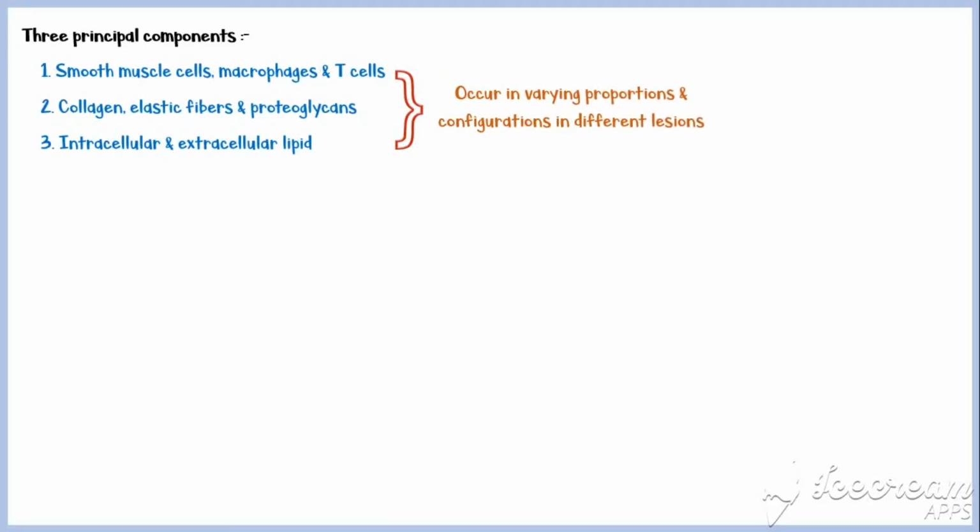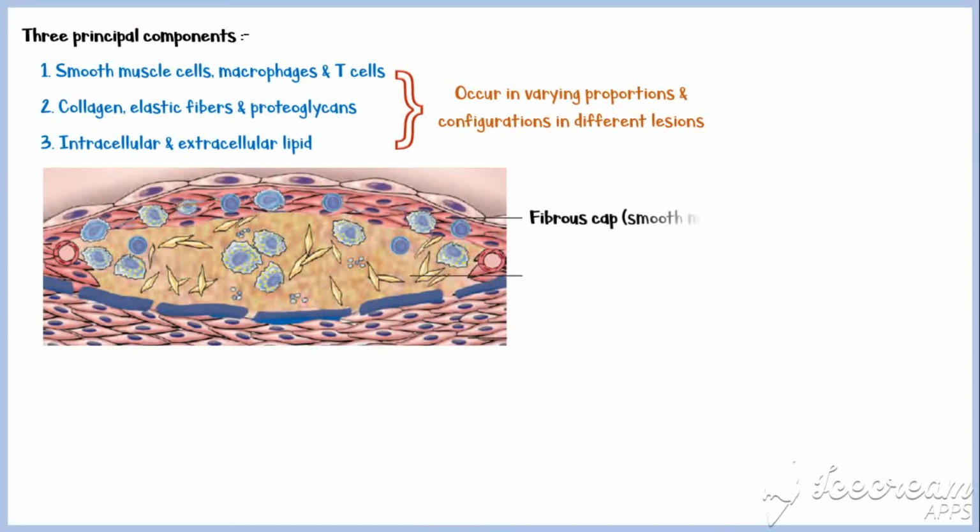Typically, there is a superficial fibrous cap composed mainly of smooth muscle cells and dense collagen. Beneath and to the side of the cap is a more cellular area containing macrophages and T cells. This is denoted by the two black arrows to the sides of the plaque.